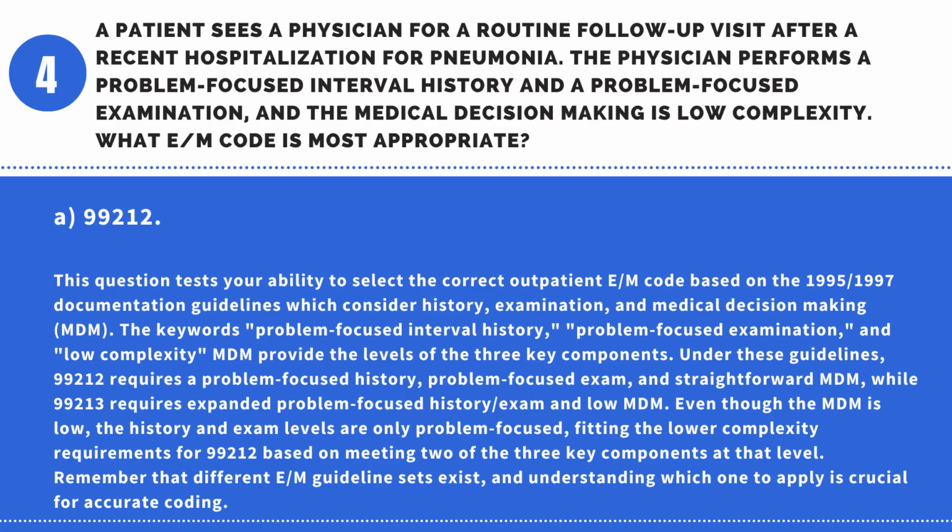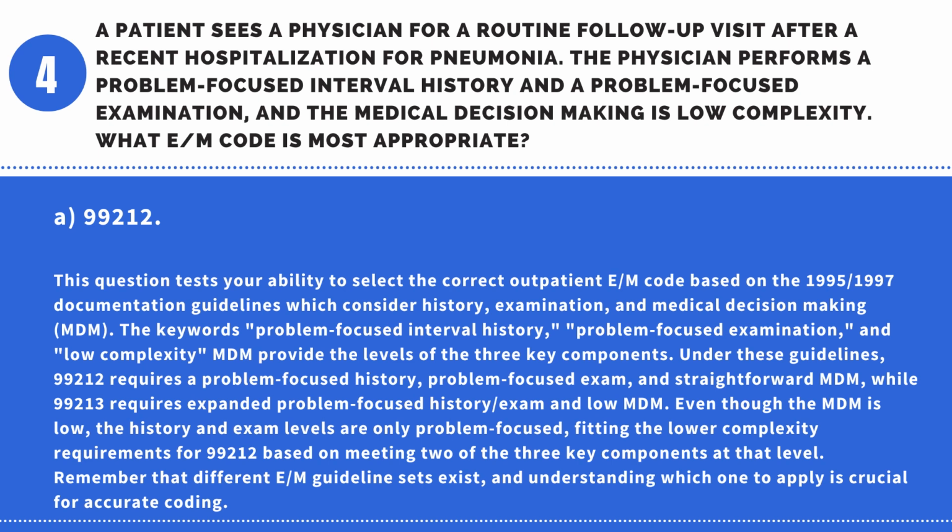Therefore, 99212, requiring problem-focused history, problem-focused exam, straightforward MDM, or 2 of these 3, is the only plausible code if you rely on the stated levels of history and exam, assuming the older guidelines and needing 2 of 3 components. The MDM level is low, which points to 99213, but the history and exam levels point lower. When there's a discrepancy using the 2 of 3 rule, coders often default to the lowest level supported by 2 components. However, MDM is arguably the most important factor. This is a tricky question specifically because of the overlap and the change in E/M rules.